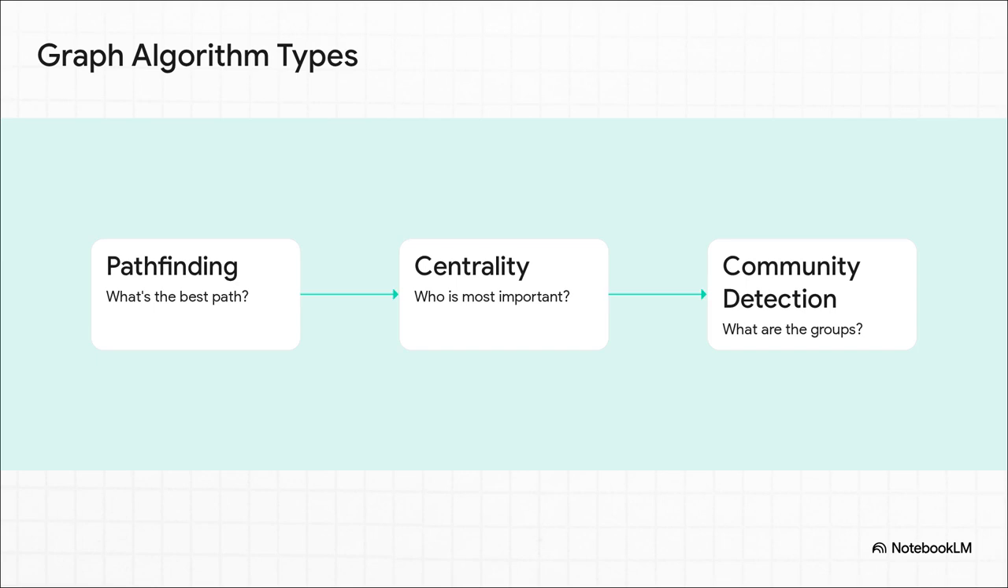First, pathfinding. What's the best way to get from A to B? Second, centrality. Who's the most important player in this network? And third, community detection. Are there any natural groups or cliques hiding in here?